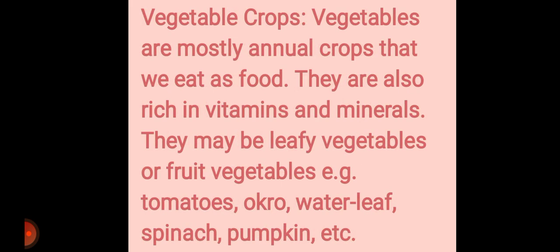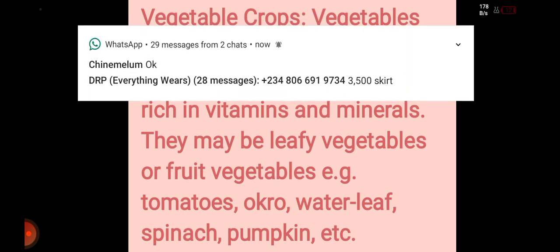Carbohydrates. We have the vegetable crops. They are mostly annual crops. We were taught that annual crops are crops that grow, germinate, and die off in a year. They produce all they have to produce, their leaf, their fruits, everything, and die off within the space of 12 months. That means they complete their season in a space of 12 months. They are annual crops, yearly crops.